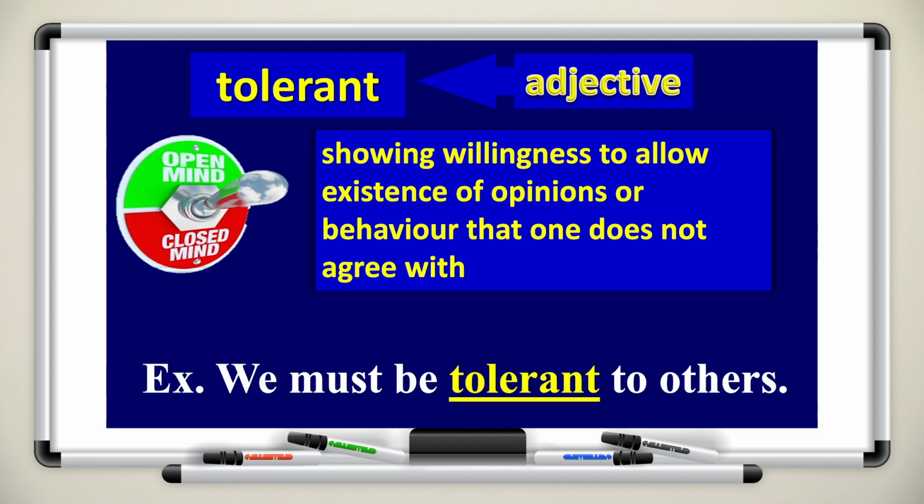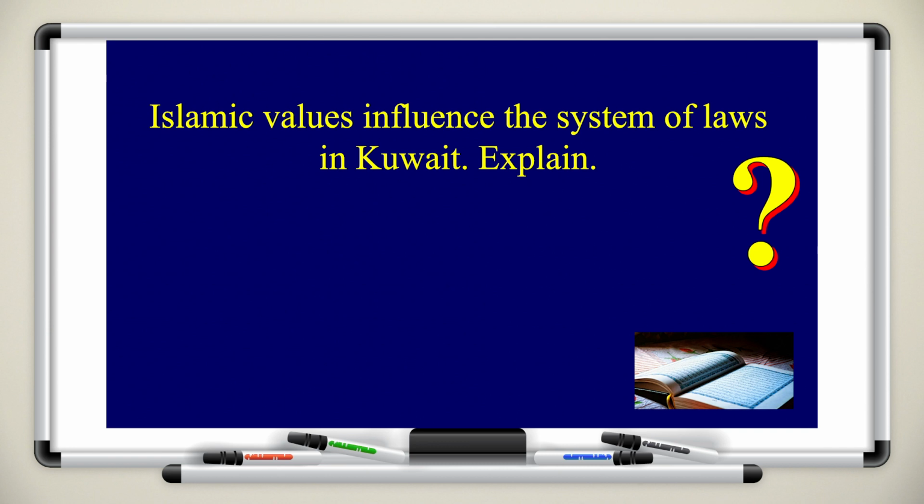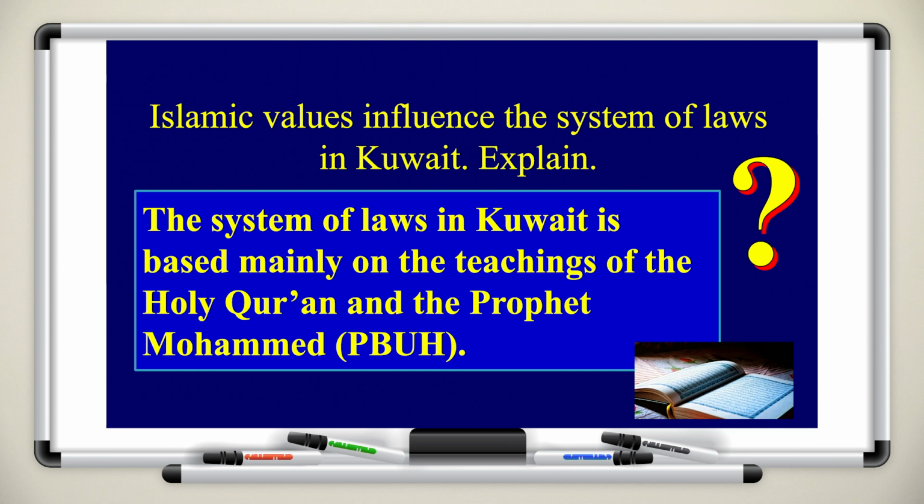Now, tolerant is an adjective to describe showing willingness to allow existence of others. We accept other opinions. We live with each other peacefully. For example, we must be tolerant to others. If I want to put the answer in a full sentence, Islamic values influence the system of laws in Kuwait. Explain? I would explain it like this. The system of laws in Kuwait is based mainly on the teachings of the Holy Quran and the Sunnah from the Prophet Muhammad, peace be upon him.